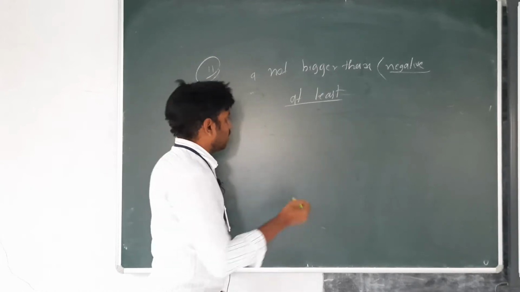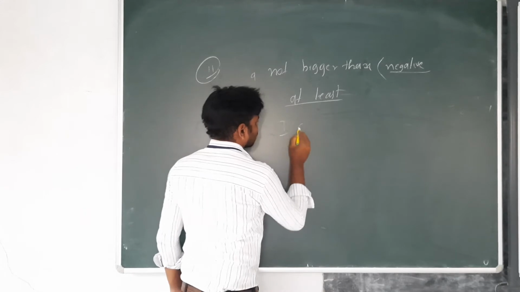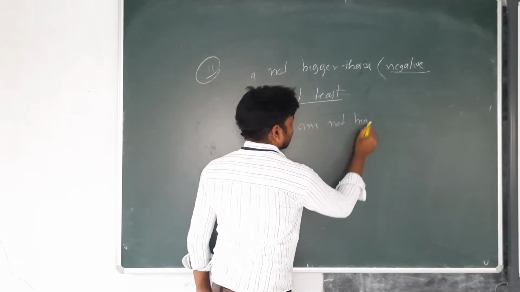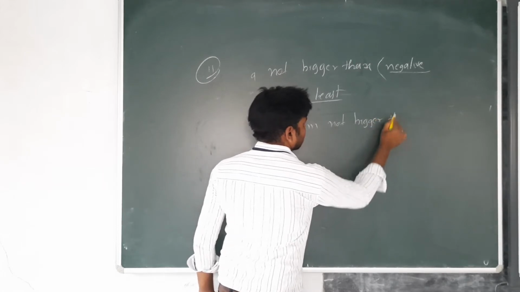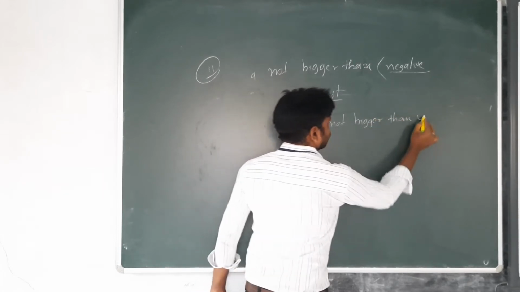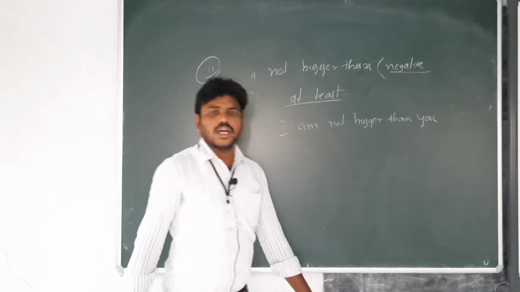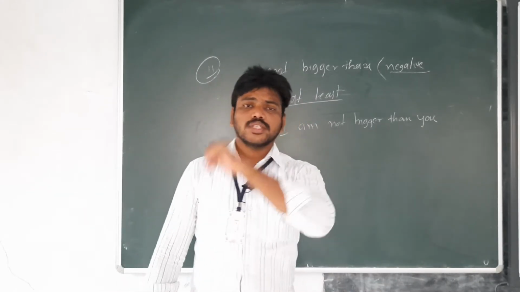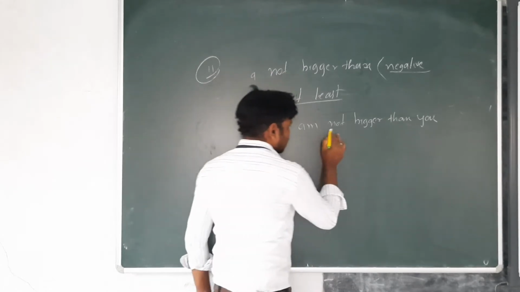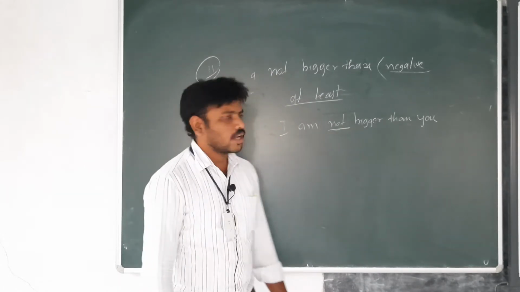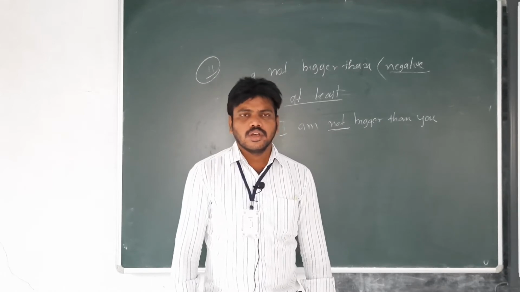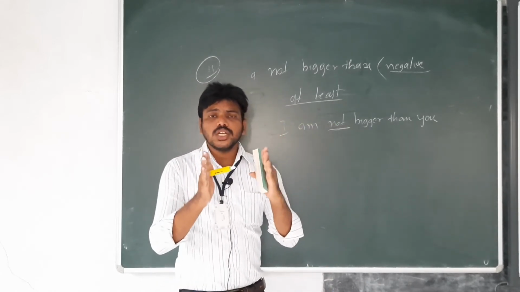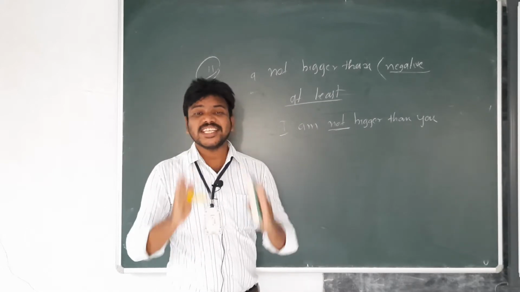Let us see one example. I am not bigger than you. So what kind of sentence is it? Positive or negative? Negative sentence. Why do we say negative sentence? Because it has the word not. I am not bigger than you. Now when it is a negative sentence, in positive degree we should use at least.